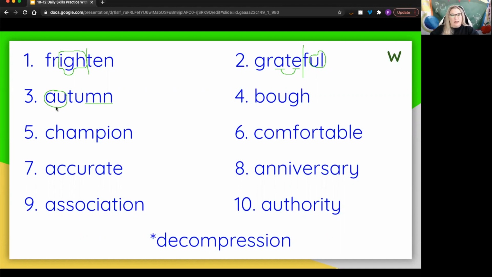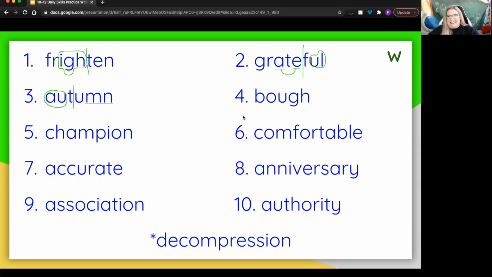Now I see a vowel here and a vowel sound here. So I think this is going to be a 2-chunk word. Let's sound it out. Aut. That's a chunk. And then umn. Autumn. Autumn is another word for fall. It's that season when the leaves fall off the trees.